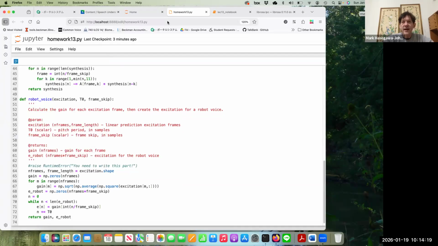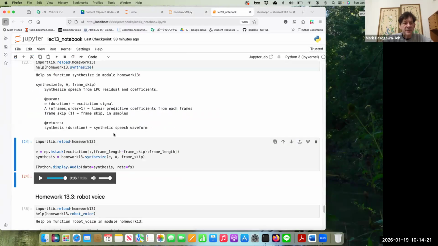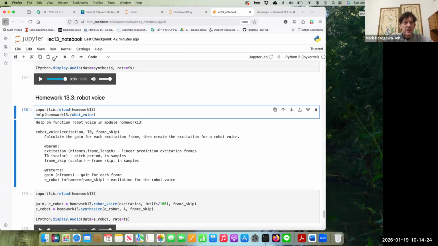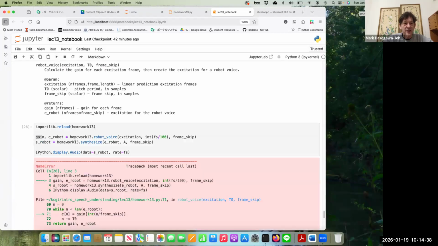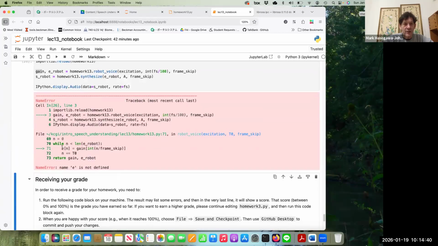All right, I think that should be all I need. Let's check and see if that works. Here's the help doc string for the robot voice. And then I'm going to create a robot voice with a 100 hertz pitch frequency, and with the excitation frames that I specified before, those should give me the gain. And so if I run that, I should get... I got an error. E of n is not defined.